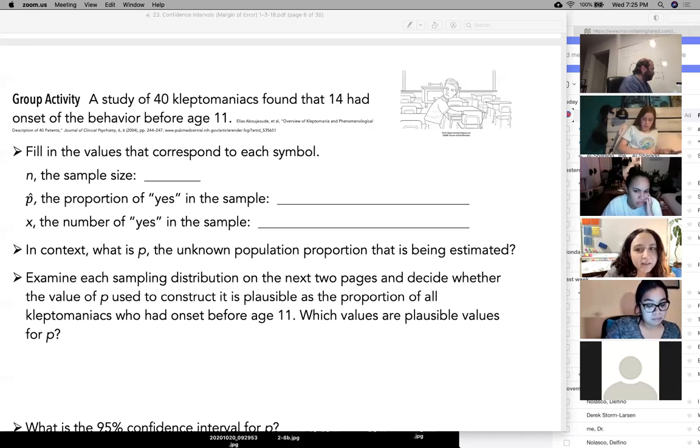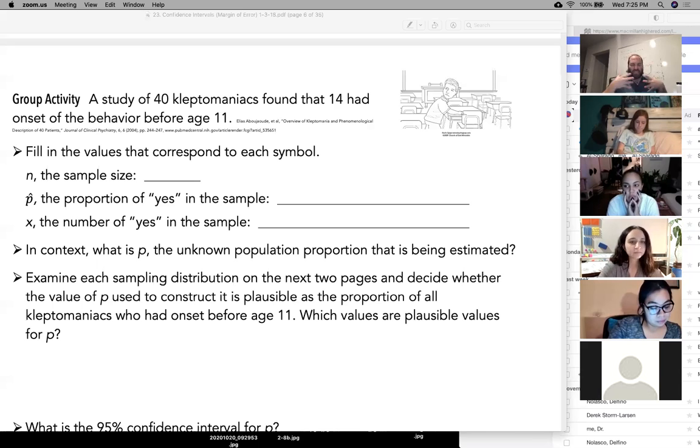Conceptually, is it if you asked every single kleptomaniac in the world? Not asked, because we're not taking a survey. It's the true value of what? How many kleptomaniacs had the behavior before 11? Yes, it's the true percentage of kleptomaniacs that had this type of behavior before age 11. We are trying to get a bead on this value, and we are using our sample to do so. So P is just the true value, whatever that true value is.